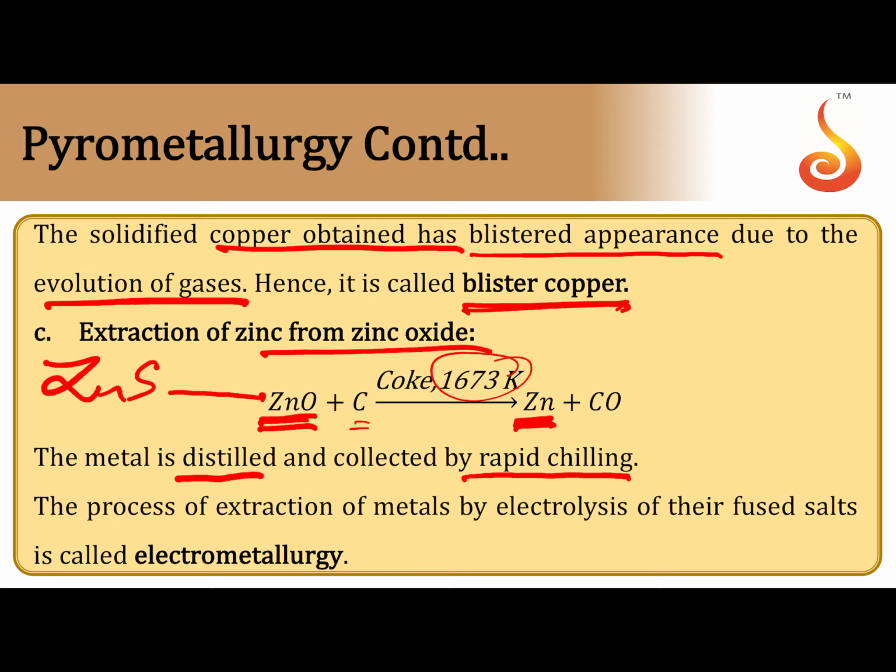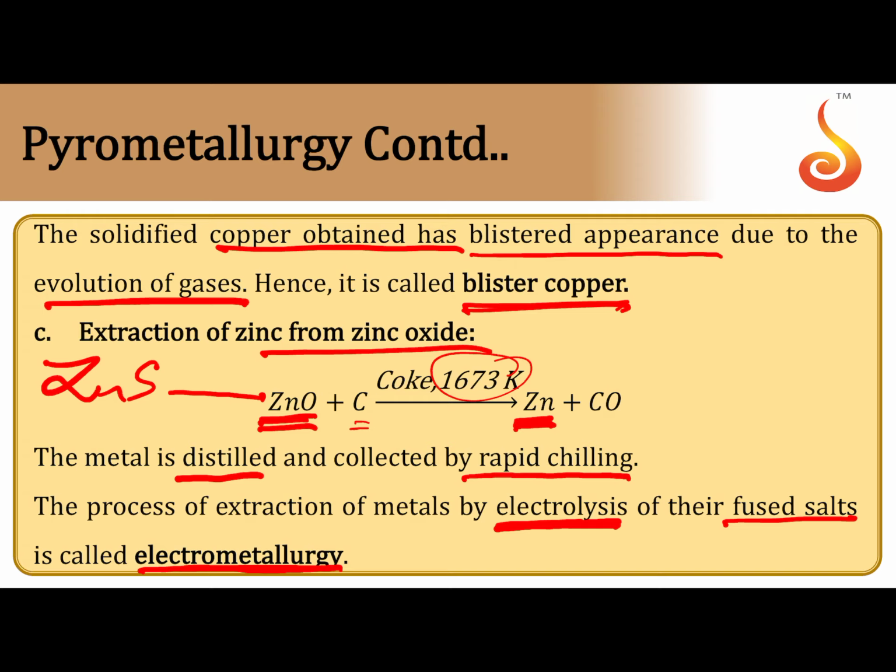The process of extraction of metals by electrolysis. If a reducing agent is not suitable for such types of metal oxides, metal is extracted by electrolytic reduction. Electrolysis of their fused salts is called electrometallurgy.